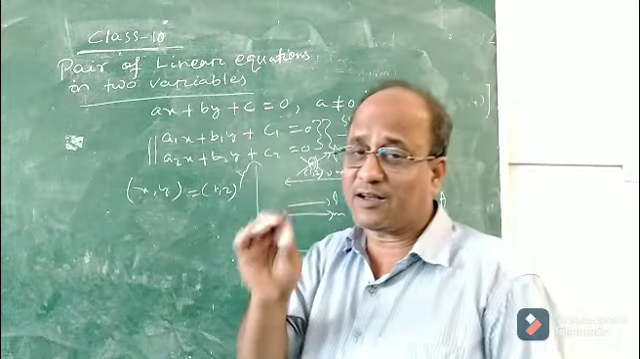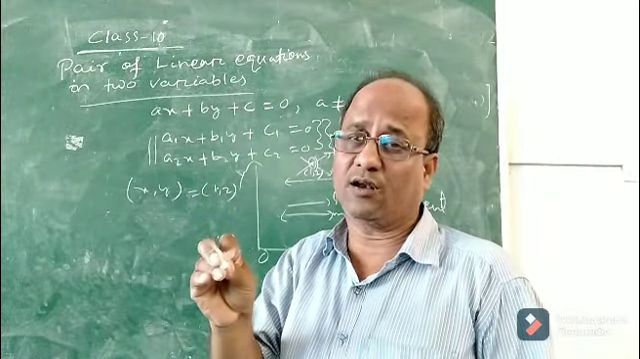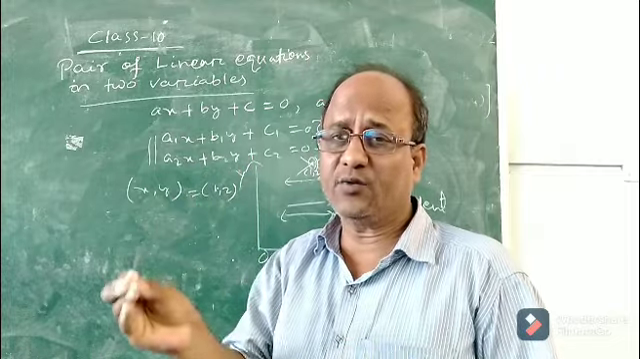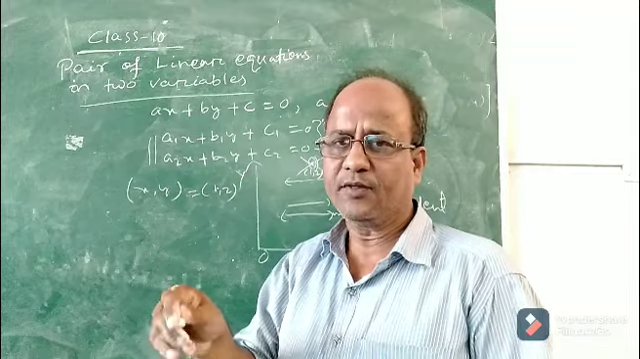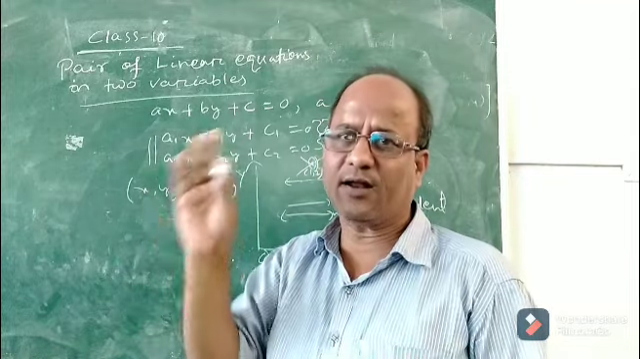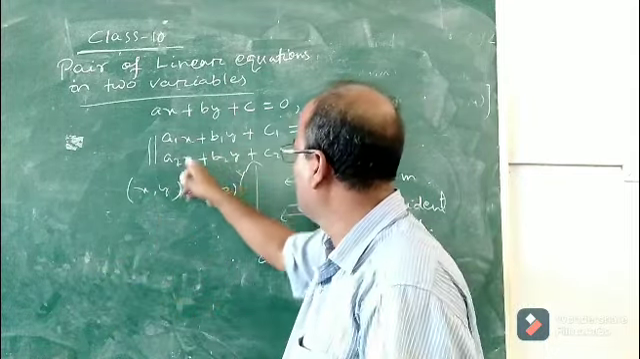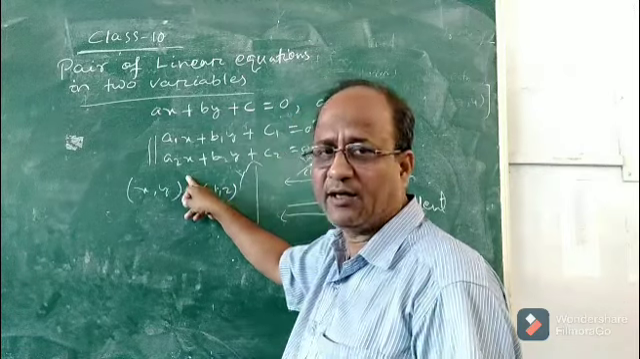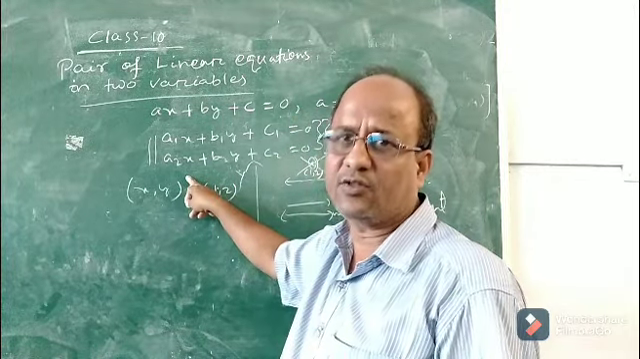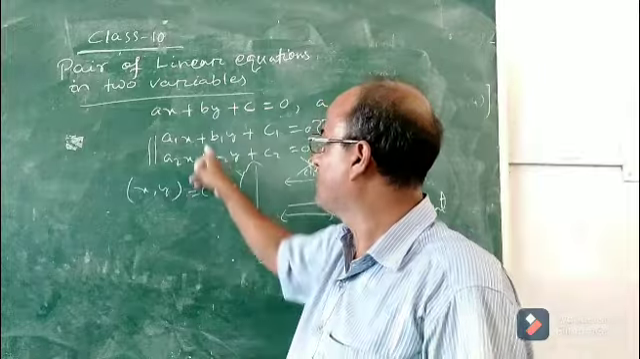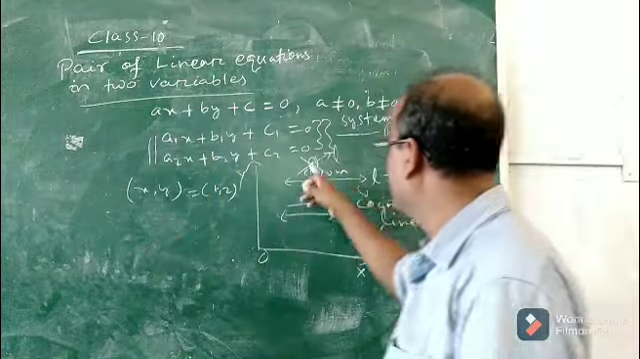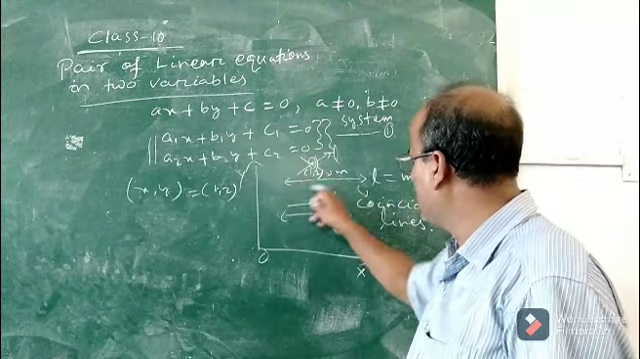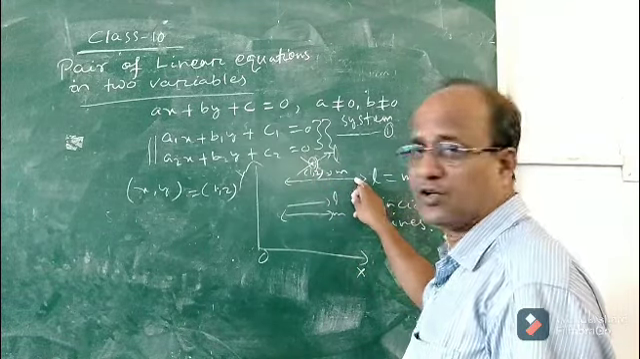Now I am discussing the graphical solution. See how to solve a pair of linear equations in two variables, or a system. A pair is known as a system. A system of linear equations in two variables is of this form. How to find their solution graphically, that I am discussing. If you draw the graph, you will get two straight lines. Those two straight lines will be either intersecting, or parallel, or coincident.